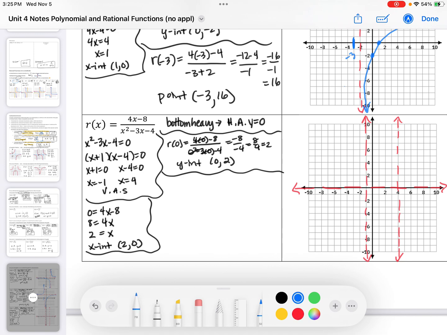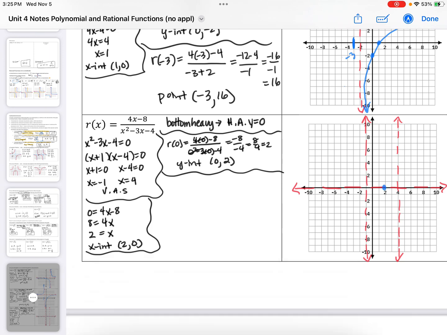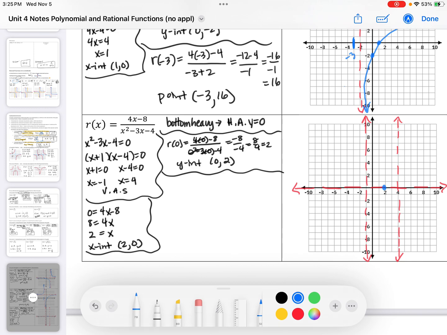All right, and next is intercepts. So I've got an x-intercept at 2, 0, and I have a y-intercept at 0, 2. Okay, so once we plot those intercepts, it is very difficult to tell how these branches are going to go. So we're going to have to plug in several x values to see what our graph is doing and where our branches live.